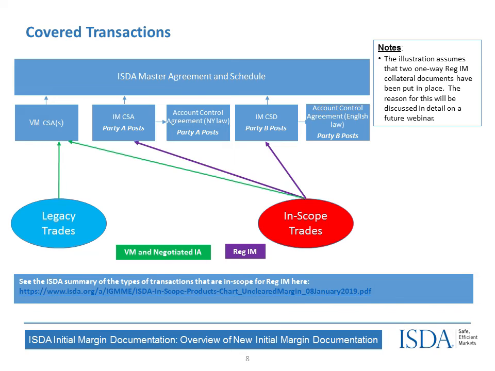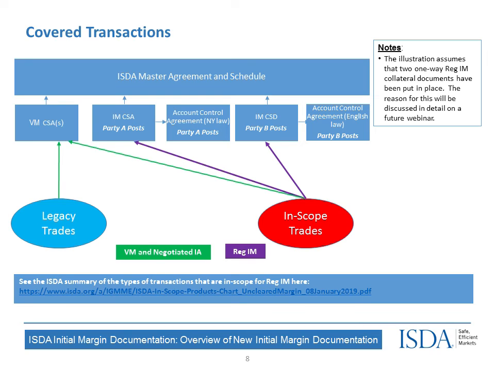The other thing to highlight on this slide is the two types of trades we have. So we have both legacy trades and in-scope trades. And as we discussed before, legacy trades are transactions that were entered into prior to the regulatory initial margin compliance date. And as a result, as you see on the illustration, the legacy trades are margined in your VM CSA, meaning they are not subject to the regulatory initial margin requirements unless the parties agree that they want them to be.